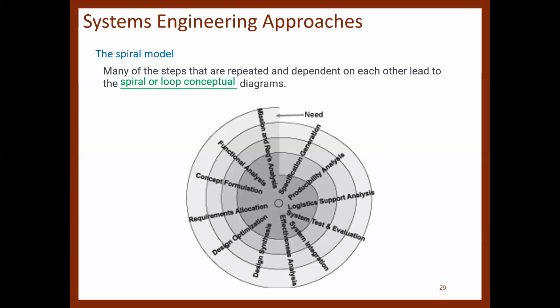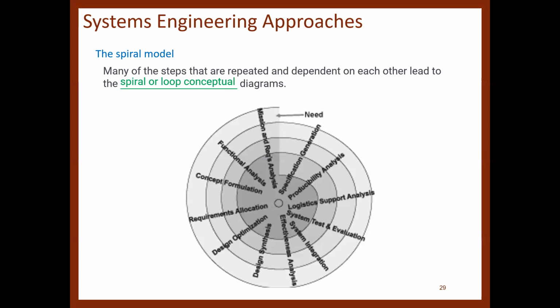So let's say you start with mission and requirements analysis, then you move to functional analysis and concept formulation. But at some point after specification generation, you go back to the mission and requirements analysis. You go back and revise those, and you continue the process. You go through all the steps over and over again until you have completed the specification for your system.